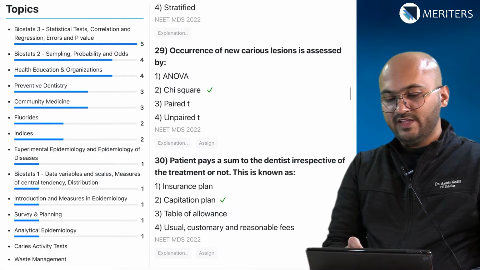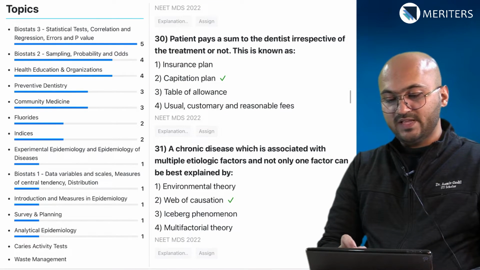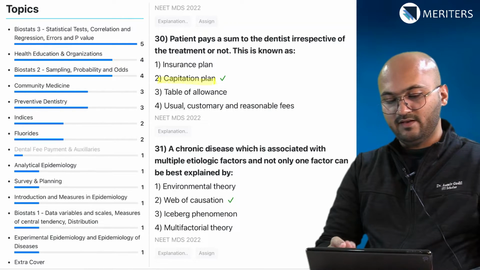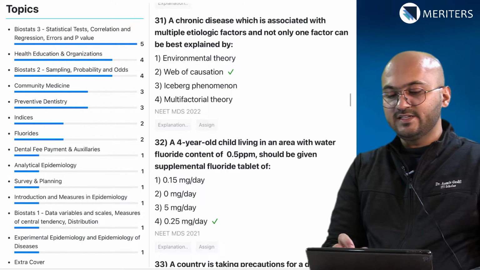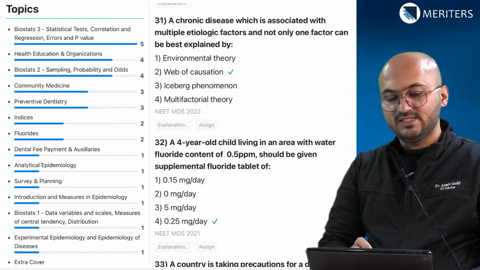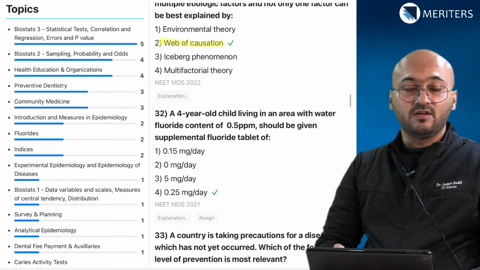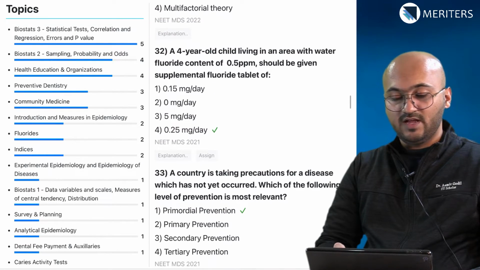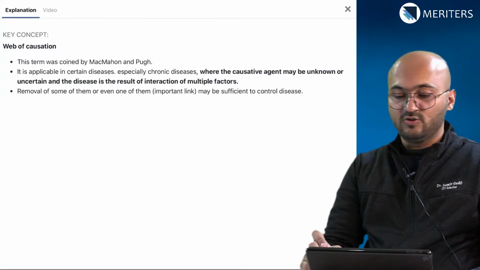Next, occurrence of new carious lesions is assessed by chi-square test. Patient pays a sum to the dentist irrespective of the treatment or not. This is known as capitation plan, which is a part of insurance payment. Chronic kidney disease, which is associated with multiple etiologic factors and not only one factor, can be best explained by web of causation. It's very easy to get confused in a lot of options here. So keep an eye on how to eliminate options. Of course, you can read the explanation and the video is attached.